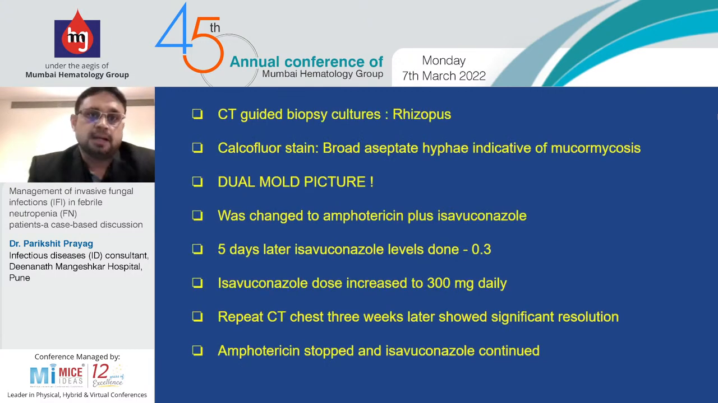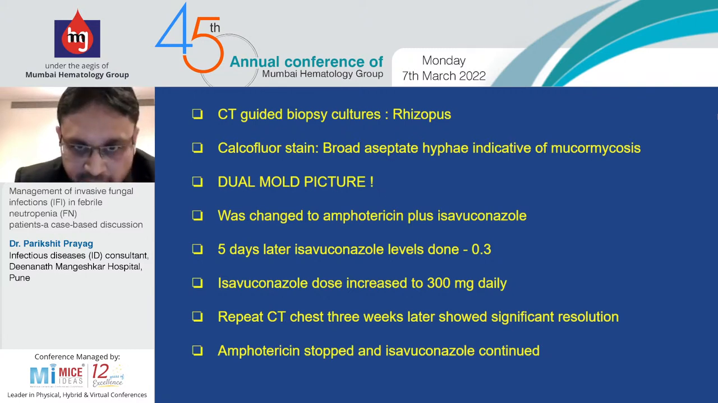Now, we did a CT-guided lung biopsy, and his calcofluor stain showed broad aseptate hyphae, which were indicative of mucormycosis. So this is a dual mold picture, something that you see in 5 to 10% of the cases. That's why his therapy was changed to amphotericin plus isavuconazole, because there are concerns about voriconazole actually worsening the picture of mucormycosis, because it can upregulate the GRP78 receptors to which the mucor can bind. So there is some potential concern about voriconazole worsening a picture of mucormycosis.